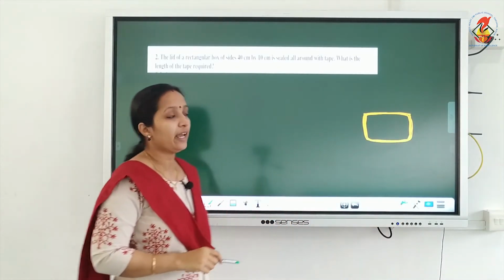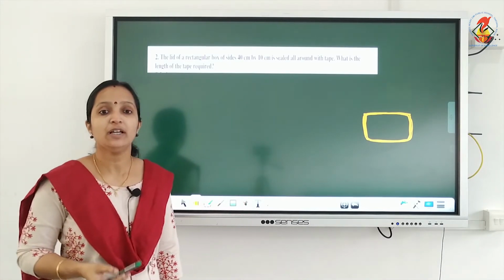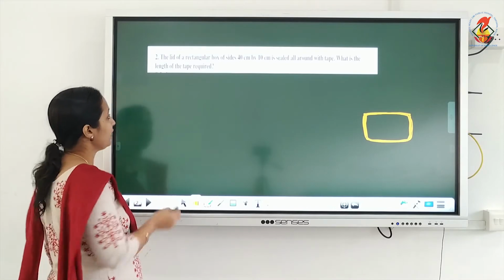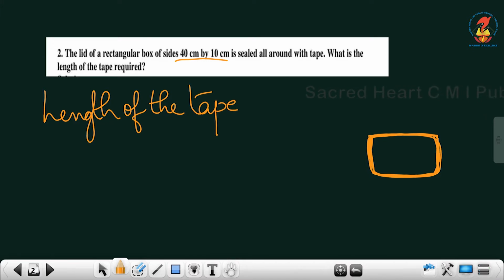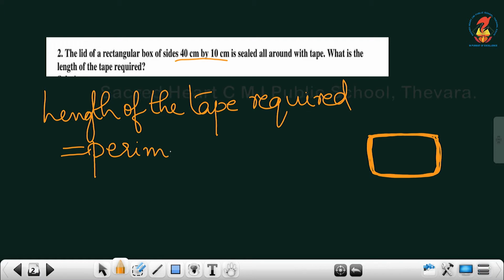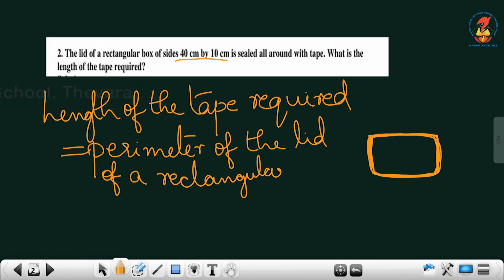And if it is a rectangle, we already studied the formula for finding perimeter. So, what is the formula? 2 into L plus B. So, what you can write here? Length of the tape required is equal to the perimeter of the lid of a rectangular box.